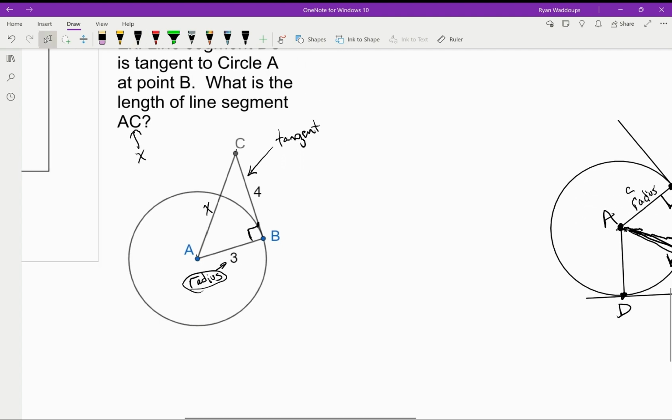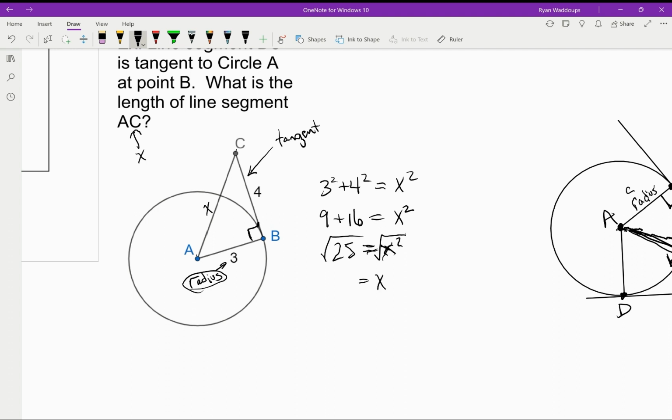And so what we've got then is 3 squared plus 4 squared equals X squared. And 3 squared is 9, and 4 squared is 16. X squared is still X squared. 9 plus 16 is 25. And if that's equal to X squared, the opposite of squaring is taking the square root. So X then is equal to the square root of 25, which is 5. And that's how we do it.